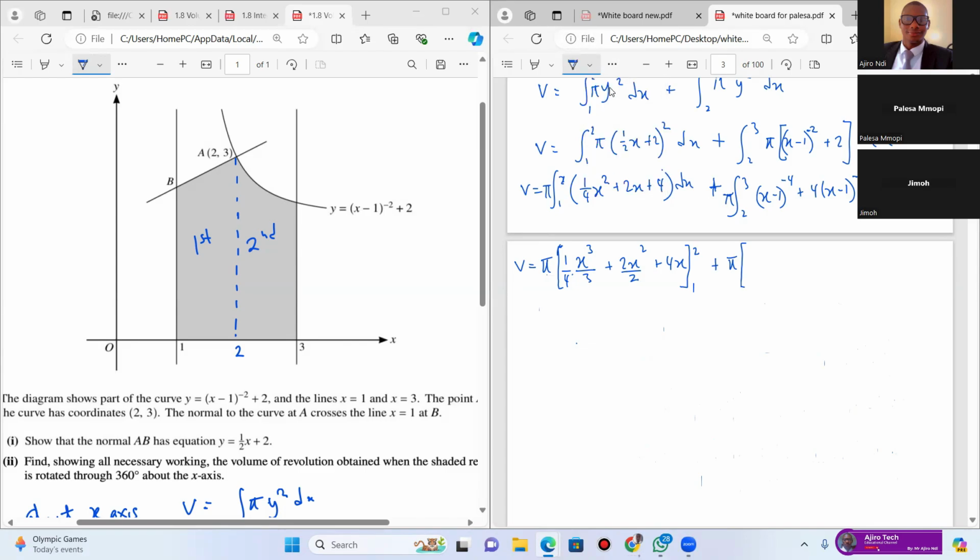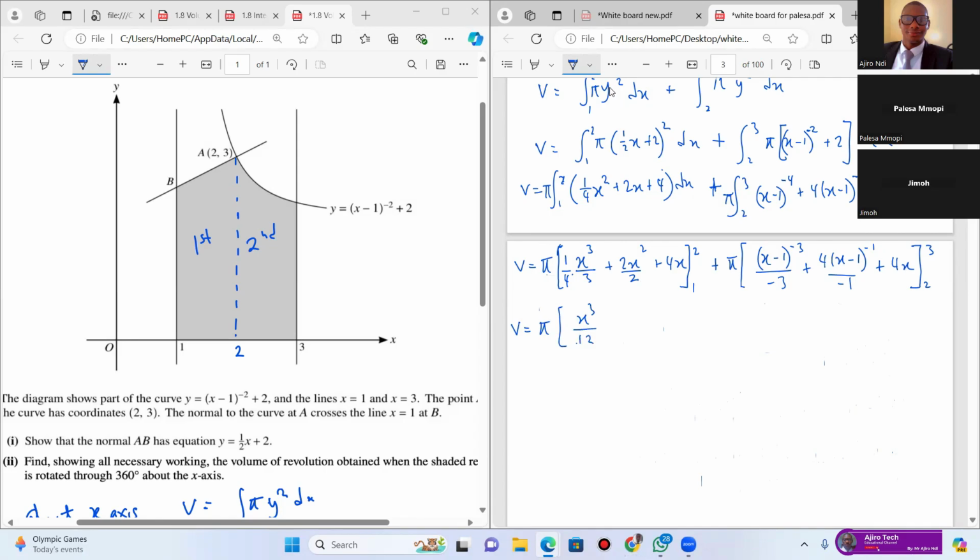So this one becomes x minus 1, minus 3 over negative 3, right? Plus this one will become negative 1 over negative 1, plus 4x from 2 to 3. So this will end up being V equal to pi into x cubed over 12.